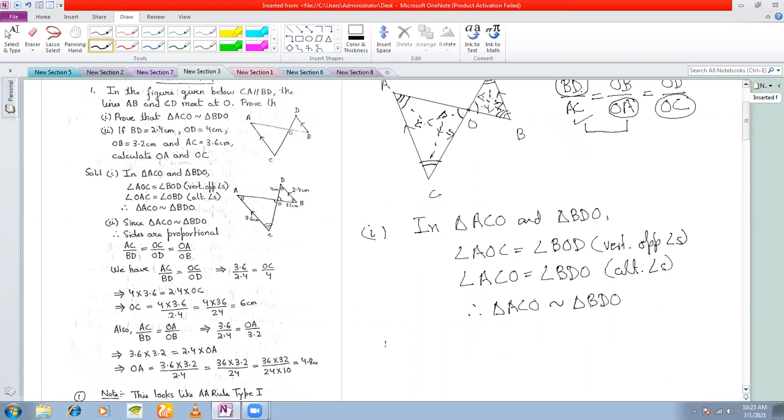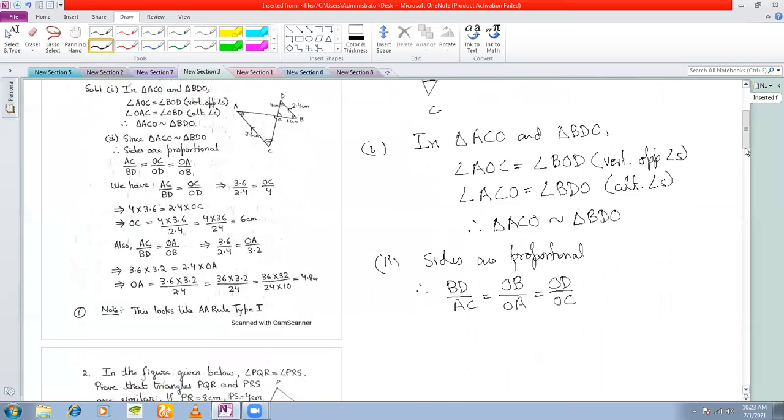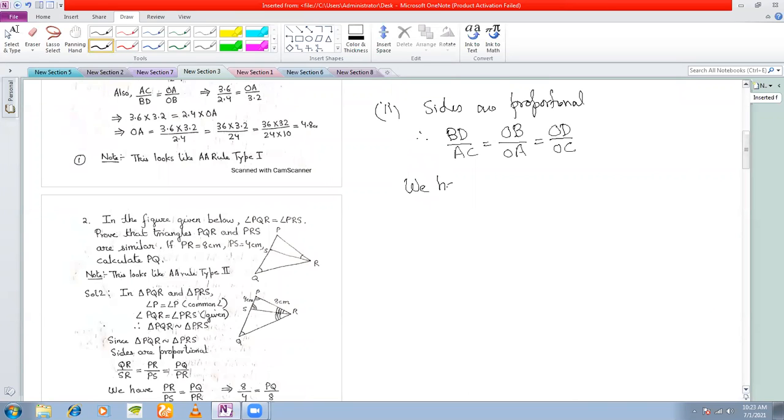So let's write it here once again. Sides are proportional. Therefore, BD by AC is equal to OB by OA is equal to OD by OC, right? In order to find OA, let's take the first two equalities. So we have BD by AC is equal to OB by OA.